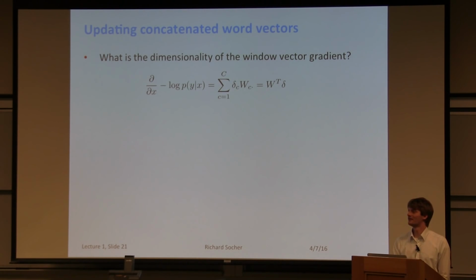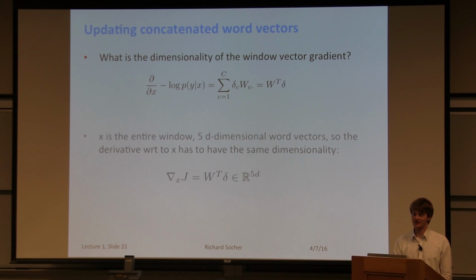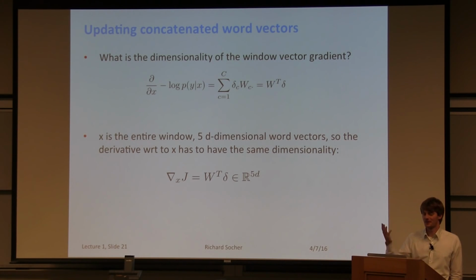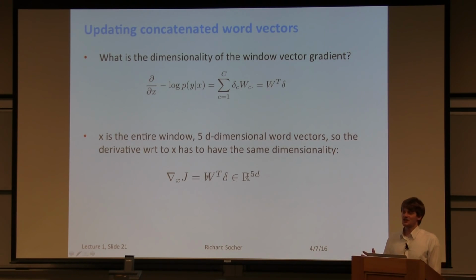Yeah? If you have 5 words, it would be 5. That's correct. That's exactly right. So if x is the entire window and we have 5 d-dimensional word vectors, then the derivative with respect to x has to have the same dimensionality, right? We're always going to update theta new equals theta old minus the step size times the gradient of that theta. So if the theta is the current word vectors, then that's the exact update. So that is another sanity check. In the end, after all your matrix multiplications, if the final result doesn't have the same dimensionality as what you're trying to update, you've made a mistake as well.